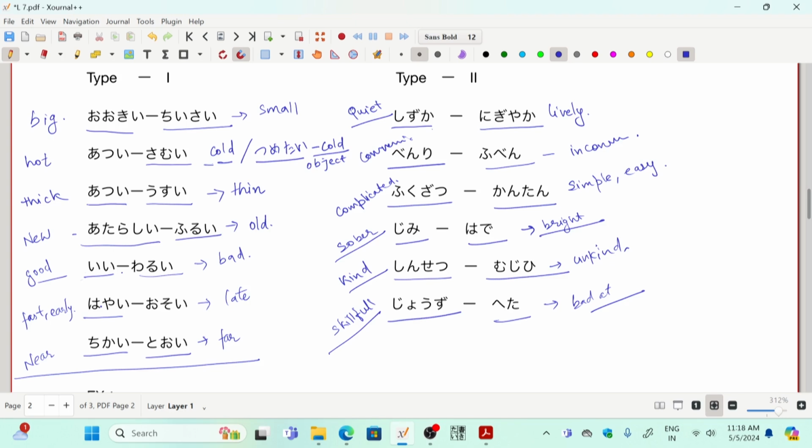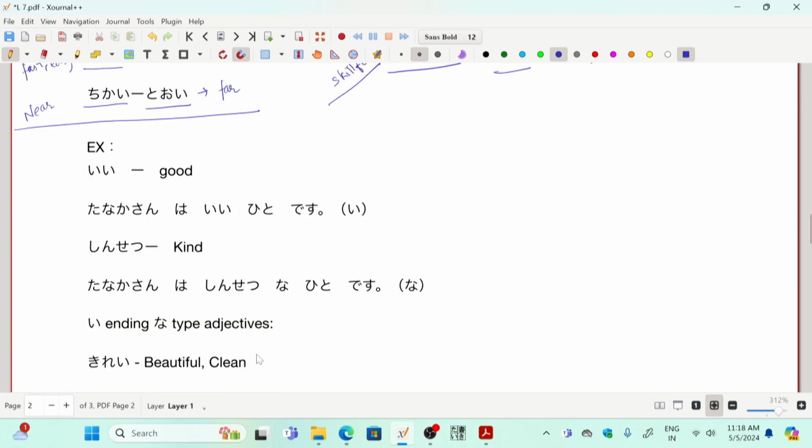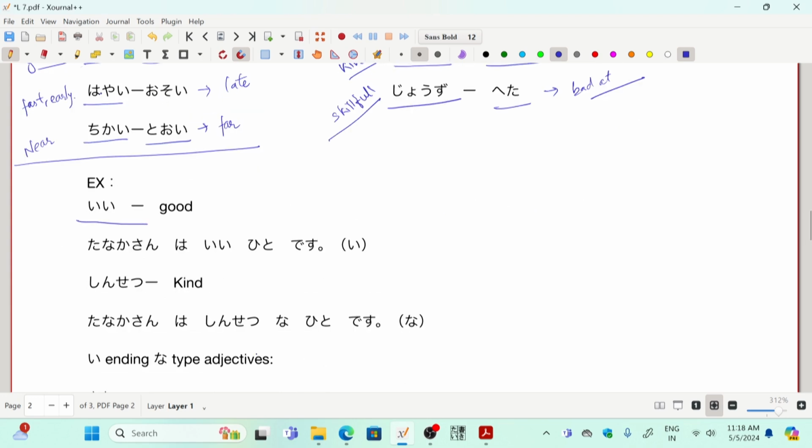Now there are a few exceptions which end with I but are actually Na type. Let's see those. Or first let's make a sentence from an I type adjective. If it is ii, which is good, and I want to say Mr. Tanaka is a good person, we'll use Tanaka-san wa ii hito desu. So ii and hito, the person, will come together and there is no change, no rule. Tanaka-san wa ii hito desu.